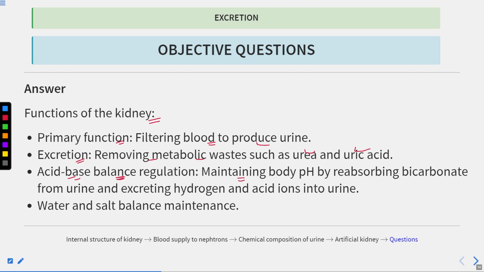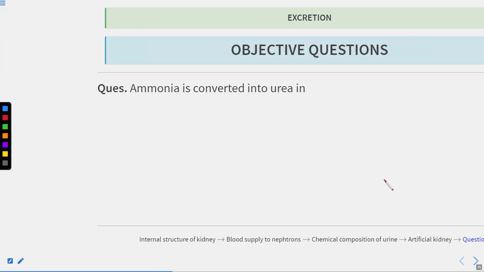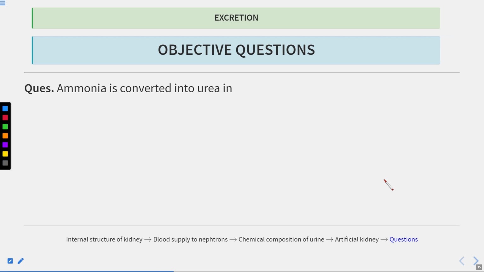Now maintaining the body pH by reabsorbing the bicarbonate from the urine and excreting hydrogen and acid ions into the urine. So this is how acid-base balance regulation is done with the help of the kidneys. And water and salt balance is also maintained by the kidneys. So what are the functions here? Filtration and then reabsorption also. That's why B and C are the correct options. Now moving on to the next question.